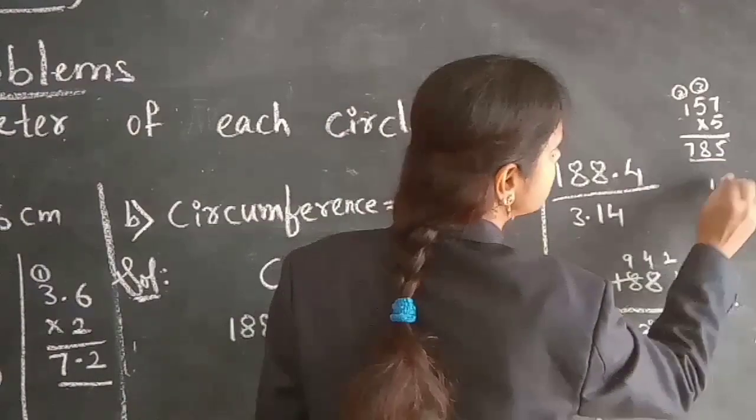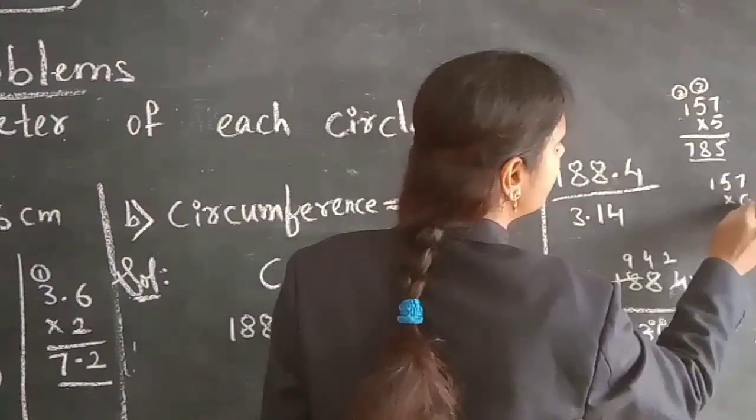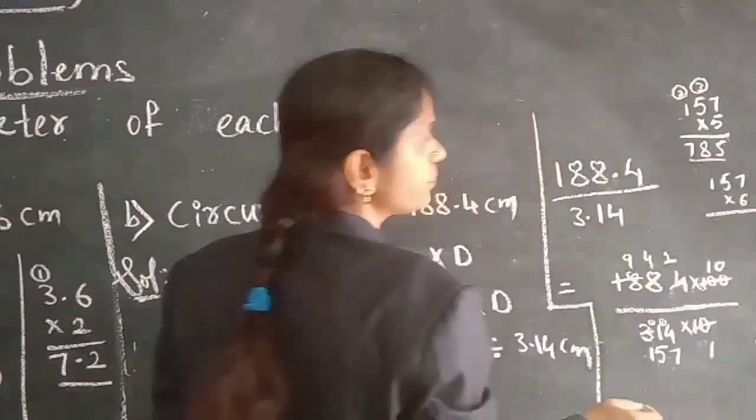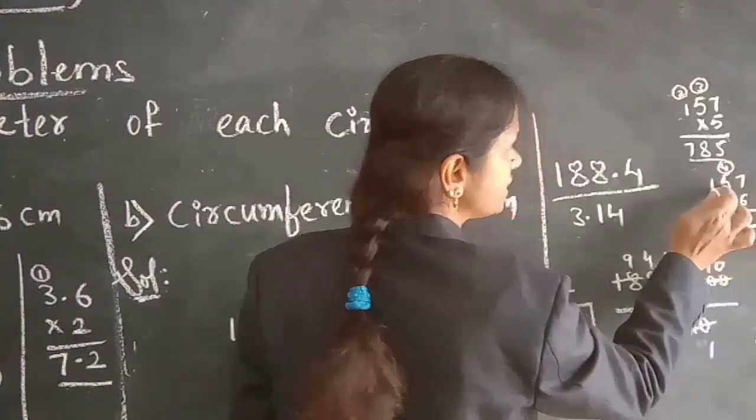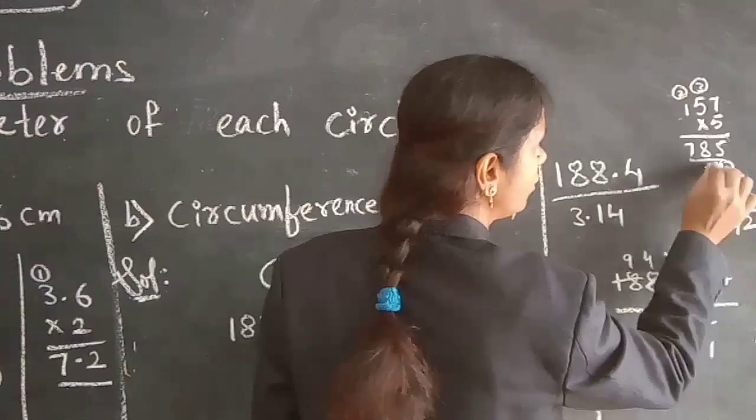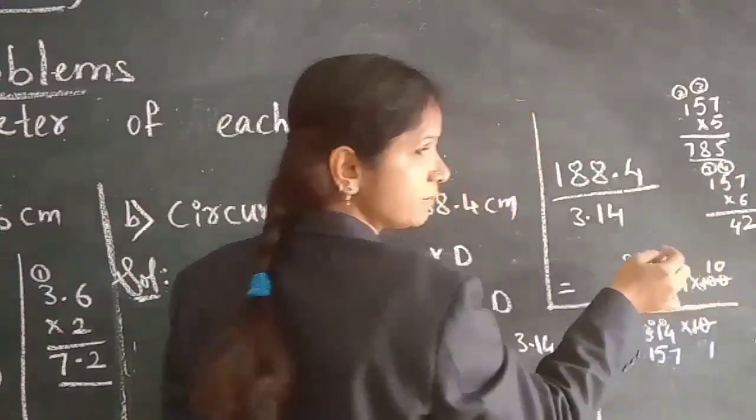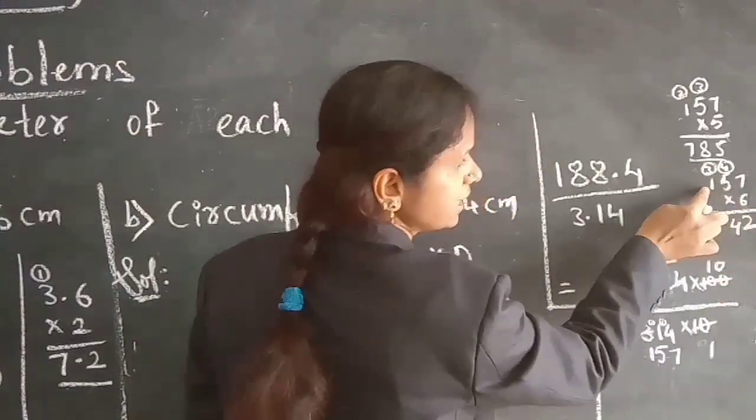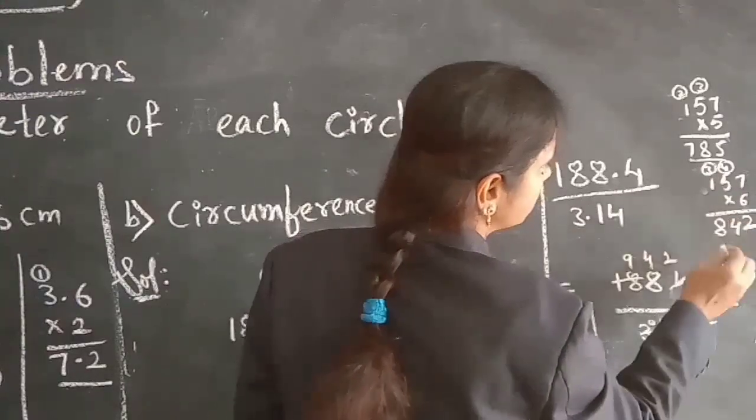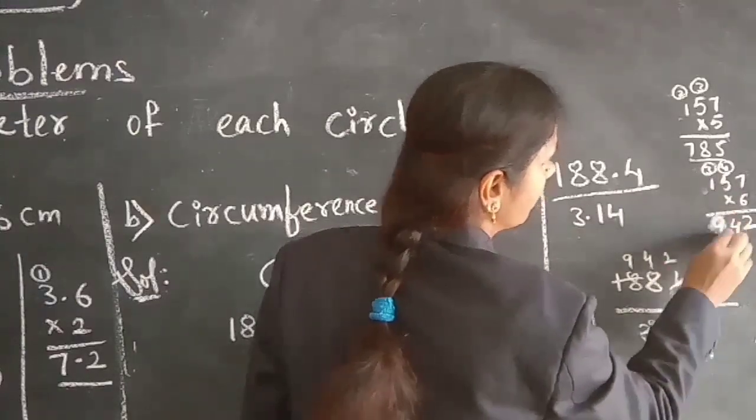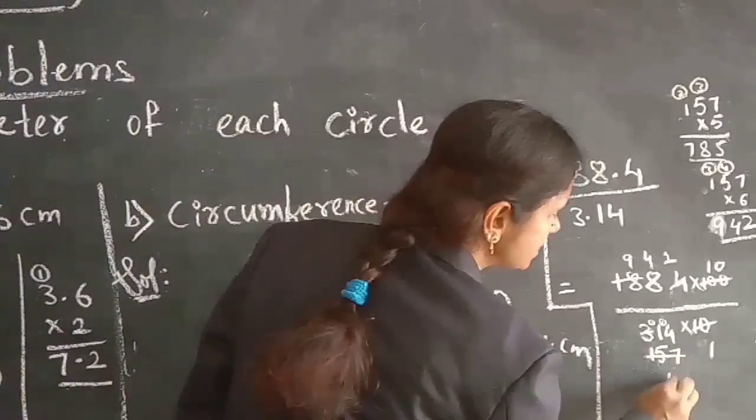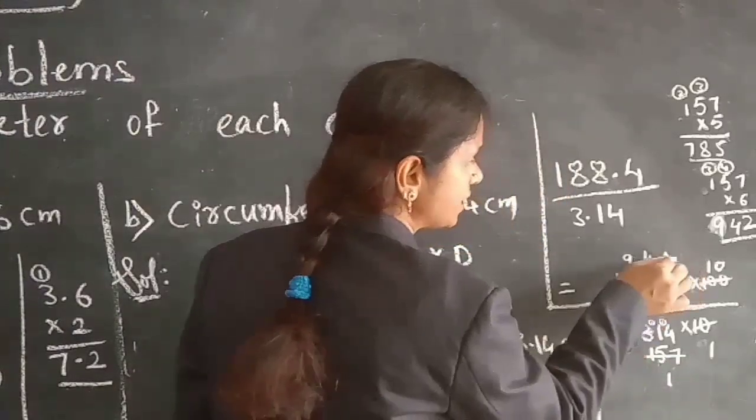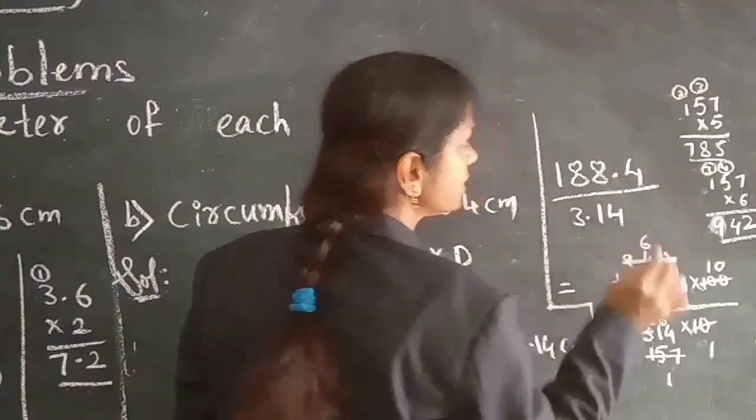So let's check with the 6. 157 into 6. 6 7s are 42. 6 5s are 30 plus 4, 34. I hope everyone knows the multiplication. 6 1s are 6 plus 3, 9. So 942. Nothing but 157 one time, and if I cancel this, it becomes 6 times.